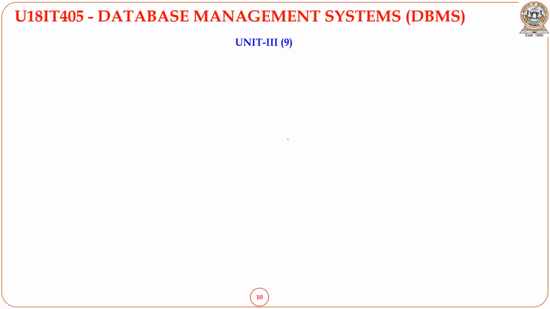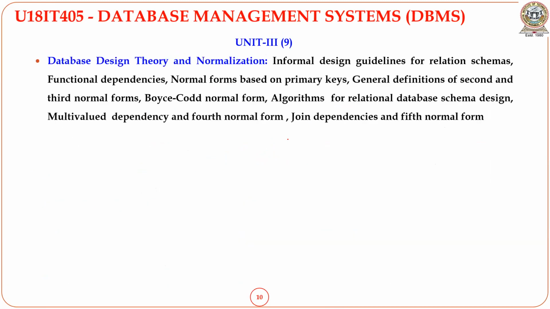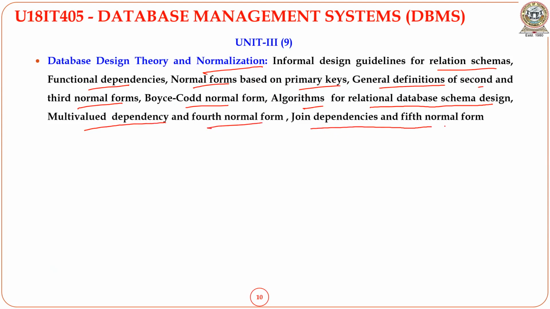That is Unit 2. And Unit 3 contains completely normalization and database theory. In that, you are going to study relational schemas, functional dependencies, then normal forms based on primary keys, general definitions of second and third normal forms, Boyce-Codd normal form, algorithms for relational database schema design, multi-valued dependency and fourth normal form, join dependencies, and fifth normal form. So there are completely five normal forms.